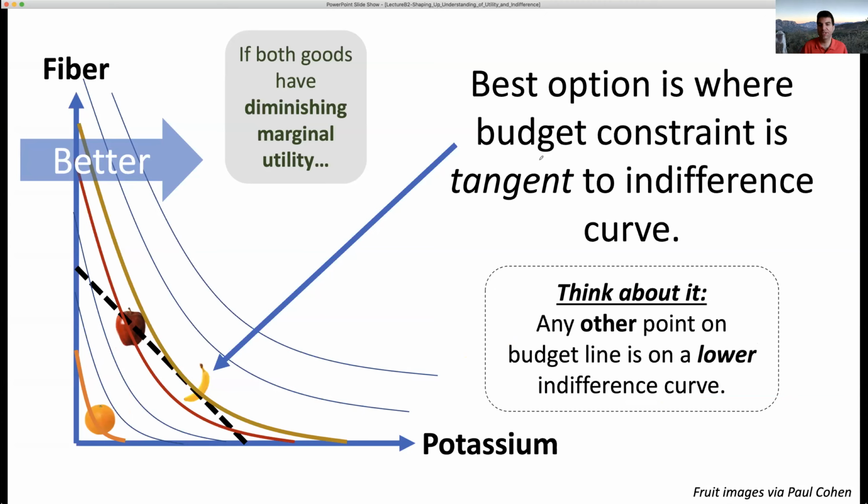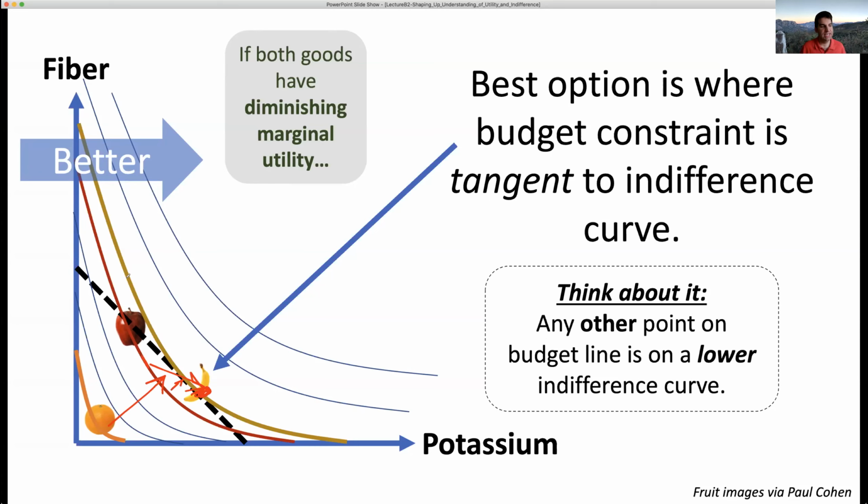So the best option is where the budget constraint is tangent. That's what I'm trying to show here. The banana is the tangent point, the point where the banana's indifference curve just kisses the budget constraint line. That tangent point right there is the point where the rational consumer will choose. They can afford everything under here, and so they will make their budget distribution choices to achieve the highest utility. And that won't be choosing this indifference curve, because by choosing the banana, they can reach a higher indifference curve. And a higher indifference curve means higher utility. So any other point on the budget line is on a lower indifference curve.